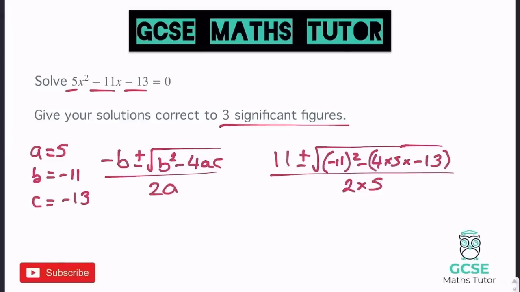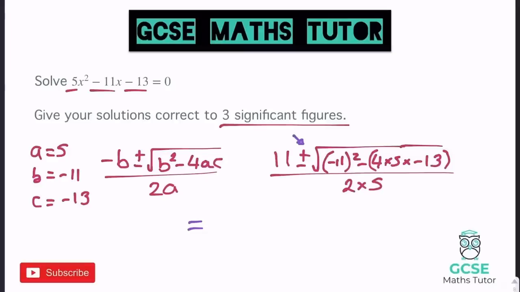Now if you've got a Casio calculator, which hopefully you do because they are the best ones for these higher GCSEs, then you just type that in as you see it. So press your fraction button, 11, plus. I'm going to do the plus version first, and then I'll do it again using the negative. So 11 plus the square root of, in brackets, minus 11, close brackets, squared, take away, in brackets, 4 times 5 times negative 13, go onto the bottom of the fraction, and I'm just going to type in 10.